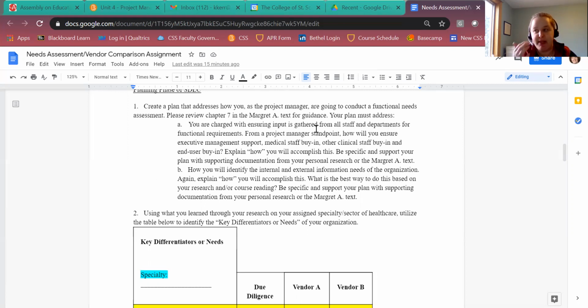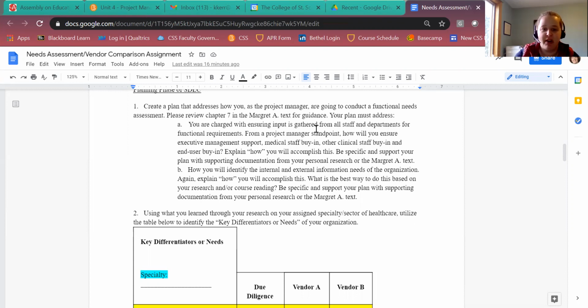External information could be information from clearinghouses. Maybe they need access to an encoder that is more external, whatever that information is, but thinking about how you're going to go about identifying the internal and external information needs of the organization. And so how are you going to gather that information? Not specific to what I just said about coders, right? But in general, what would be a good way to collect that information from those end users and from these different stakeholder groups?